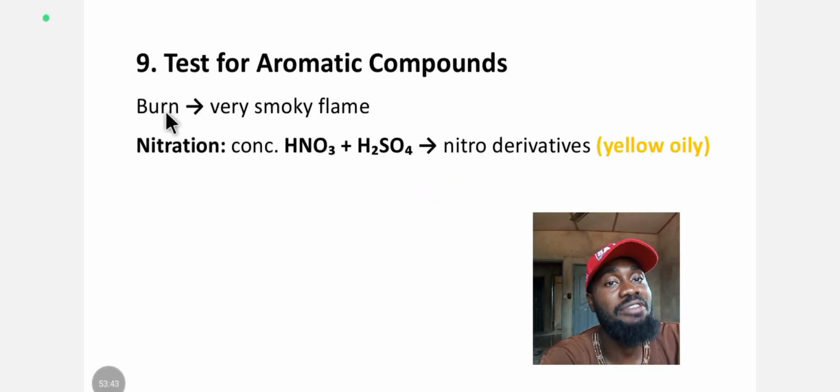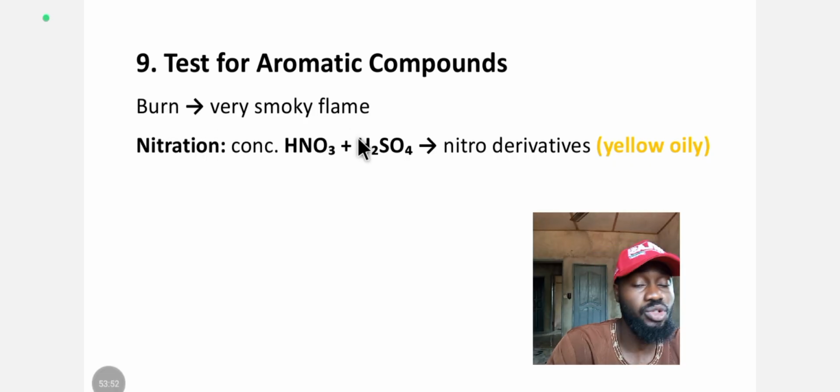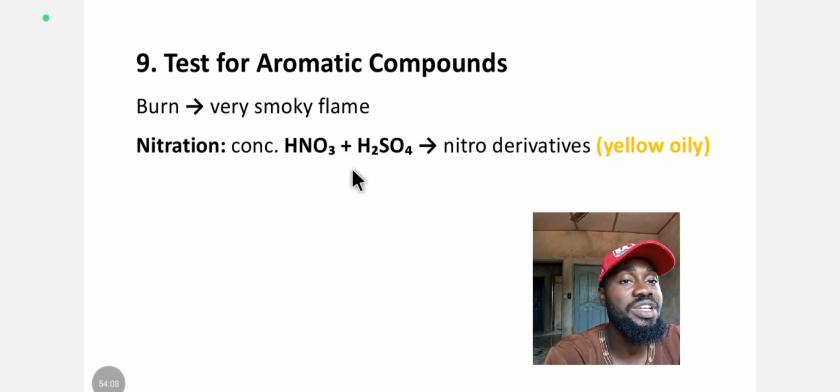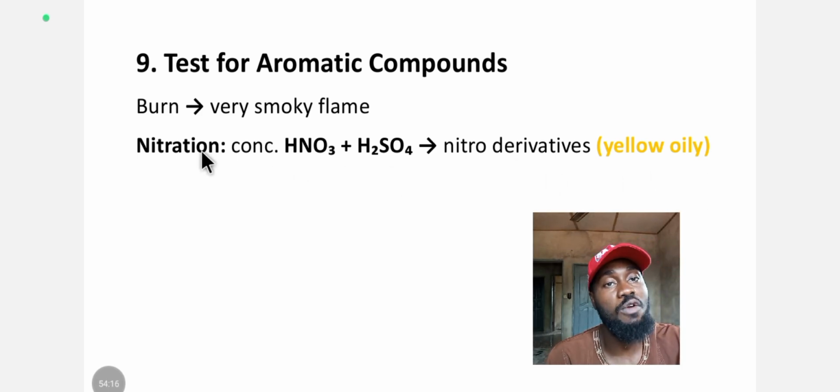The next here is number 9, the test for aromatic hydrocarbons. For this test, we usually use the ignition test, a very smoky flame, just like we explained before. We can also use the nitration test, whereby concentrated trioxonitrate 5 acid is acidified with tetraoxosulfate 6 acid. It gives a nitro derivative, which is yellow and oily. That confirms the nitration test, that an aromatic compound is present in the substance.